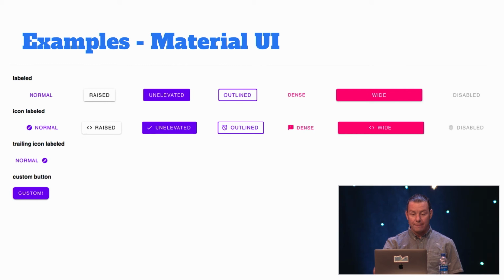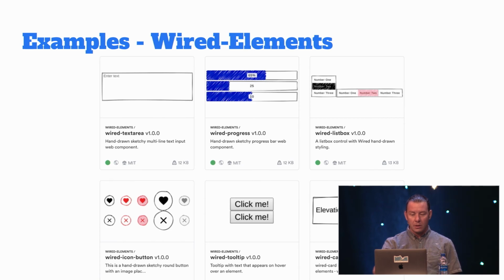Web components are great for design systems. This is Material UI as web components. Someone made wireframe-looking elements, so you can make wireframes in web components if you wanted to.